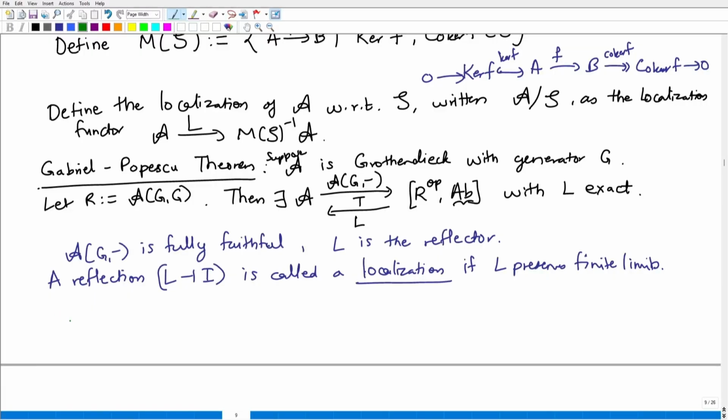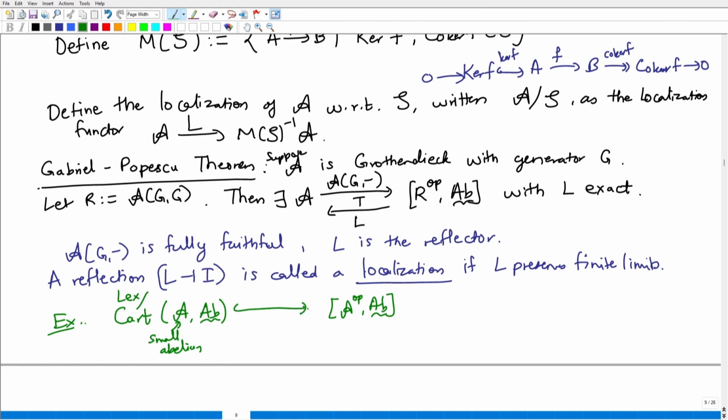An example, if you remember Cartesian or Lex functors from a small abelian category to Ab. These are additive functors. And on the other side, we have the full functor category, R of Ab. Then obviously the Lex functors embed inside this. And you also have a right adjoint. This is basically Gabriel-Ulmer duality, but the enriched version over Ab. I'm not saying anything different. This is I and this is L.